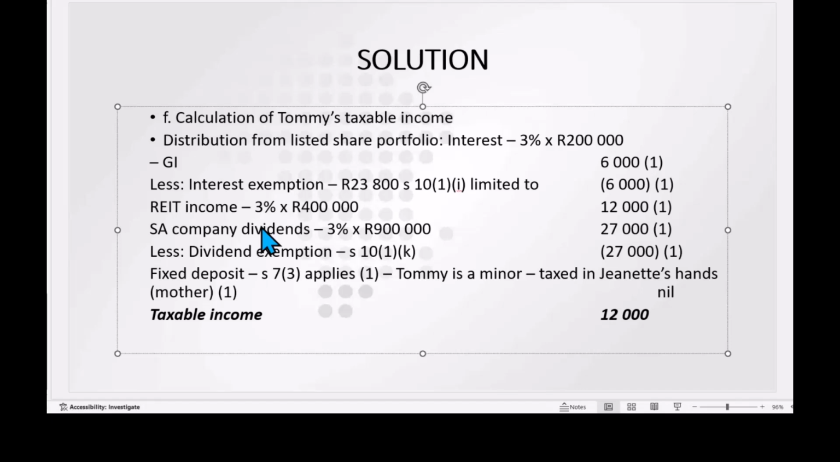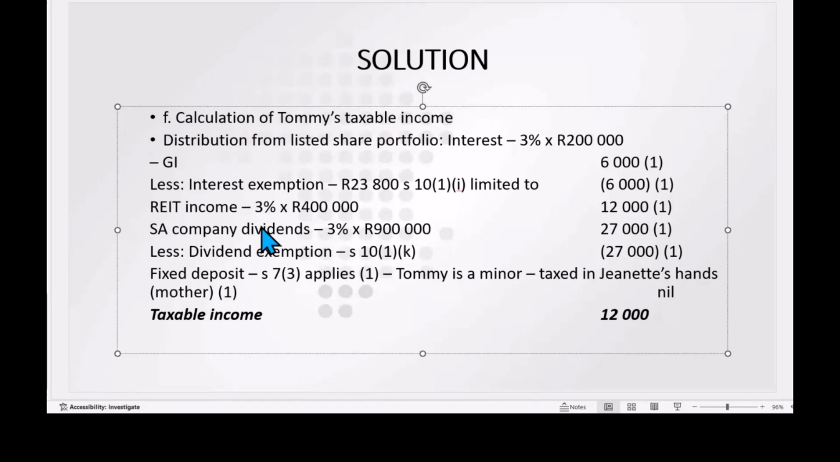Yes, it'll be taxed in Tommy's hands, not in the donor's hands. No, I'm lying, Tepo, I'm lying. You're right. It'll be taxed in Jabu's hands, not in Tommy's hands, because it's deemed to have been received by Jabu. So everything that has a condition will be taxed in the hands of the person who made the condition, even though it was distributed to Tommy. So it would be taxed in Jabu's hands and not in Tommy's hands.